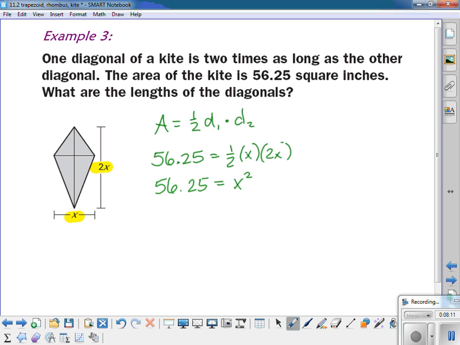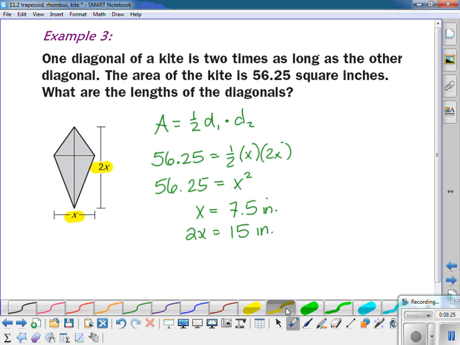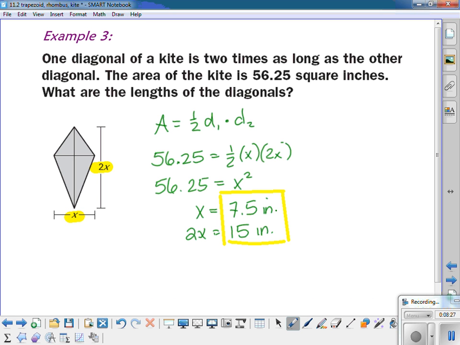So then you just have to take the square root of both sides, and x comes out to 7.5 inches, and that means that the other diagonal is twice as much, or 15 inches. So the lengths of the diagonals then are 7.5 and 15 inches.